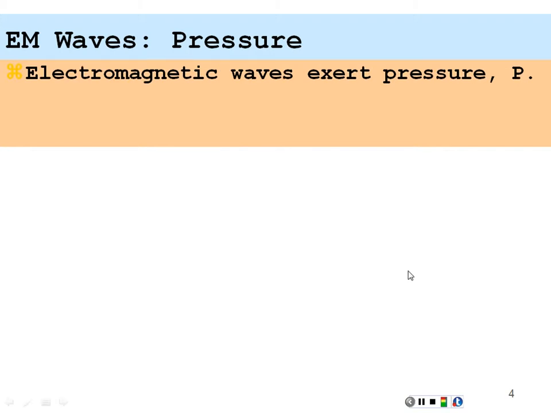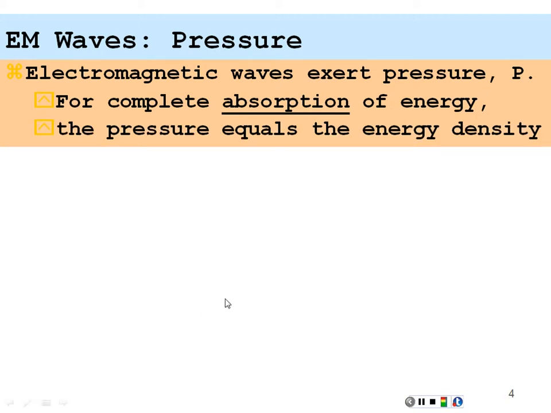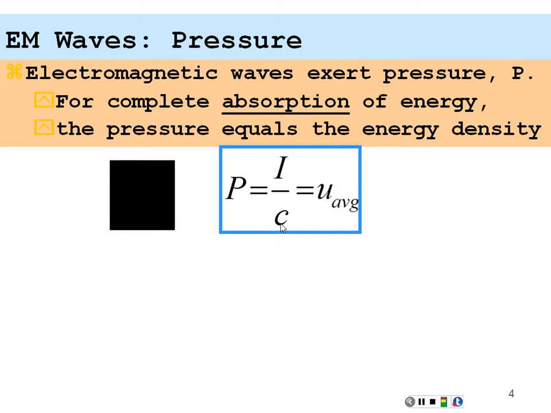Electromagnetic waves also exert pressure. We think of pressure in the purest sense as a force per area, but we can equivalently think of it as energy per volume, because force times distance is energy, and area times distance is volume. For complete absorption of energy, the pressure equals the energy density. So pressure is equal to the intensity divided by the speed of light, which in turn is equal to the energy density. That would be if you had complete absorption of the electromagnetic energy into your object.